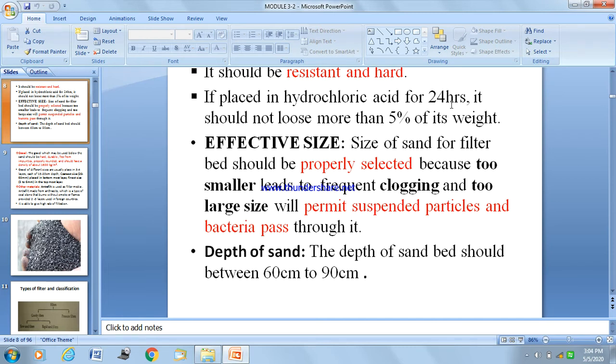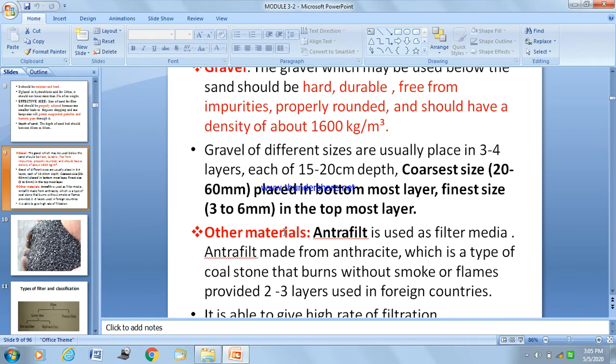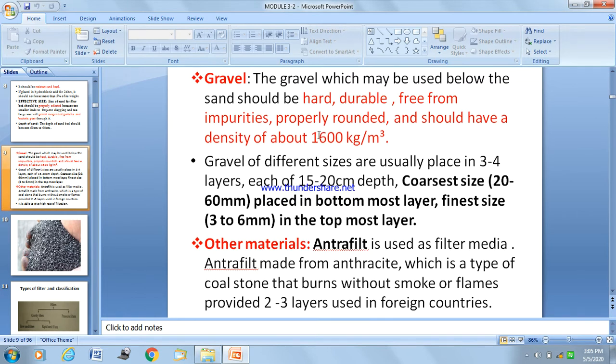Now, depending on the size, what type of size should be there? The selection of the size is very important. If it is too small, it starts clogging, and if it is too large, all the particles will pass through it. So a proper size of sand should be selected for the filtration bed, and the depth of the sand should be between 60 and 90 centimeters. The gravel should be hard, durable, free from impurities, with a density of about 1600 kg per meter cube.